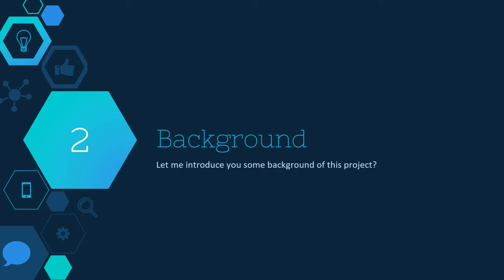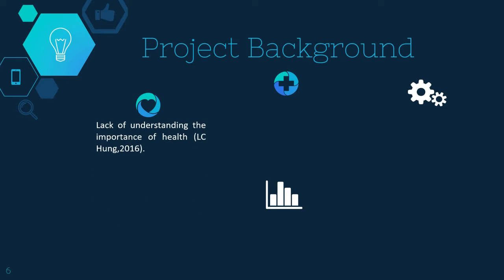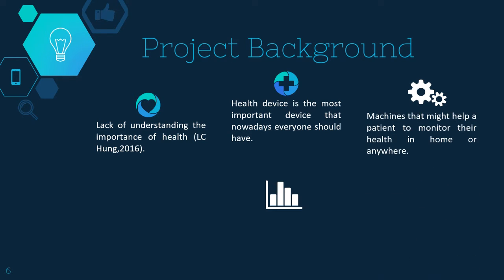Now I'm going to introduce the background for this project. Firstly, our background is to give advice to the community about how important their health is. Secondly, it is to create a device that most people should have in their homes or everywhere, to improve their health quality. Our third background is to create a machine that could help the patient and the medical team assist with someone's health. This will help them take fast action if needed.